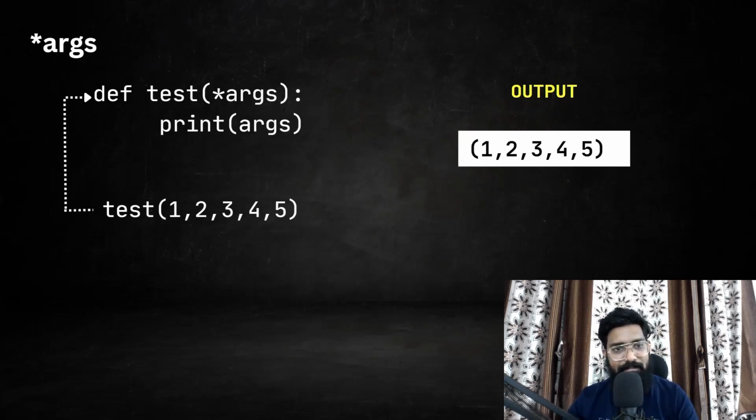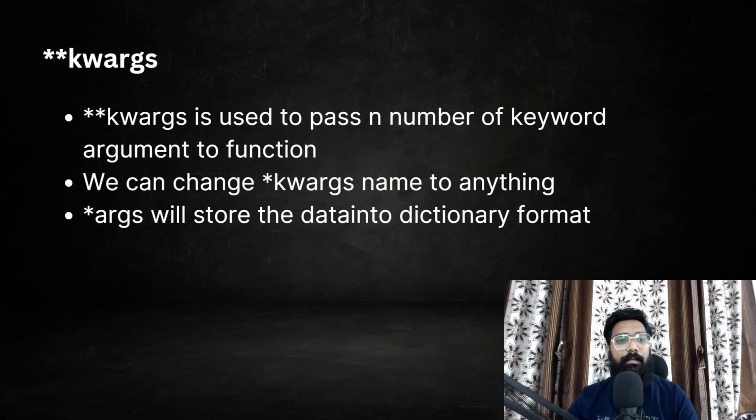So this is how it will work. We will see this same thing in a practical implementation. Kwargs is also called keyword arguments, which is used for passing n number of arguments to a particular function. Internally, it will store the data in dictionary format. Again, we can change the name for keyword arguments.